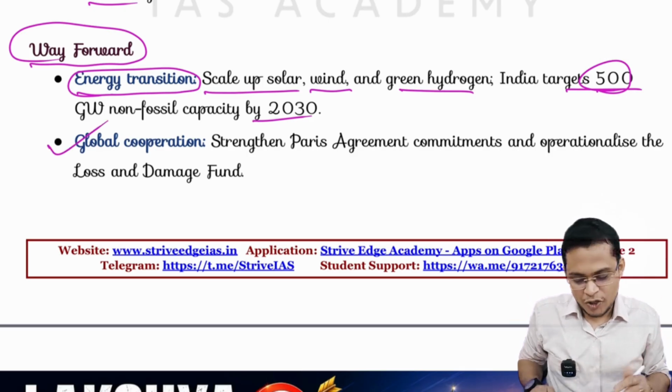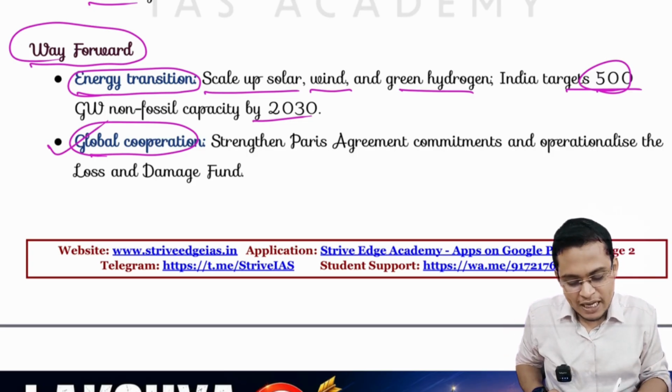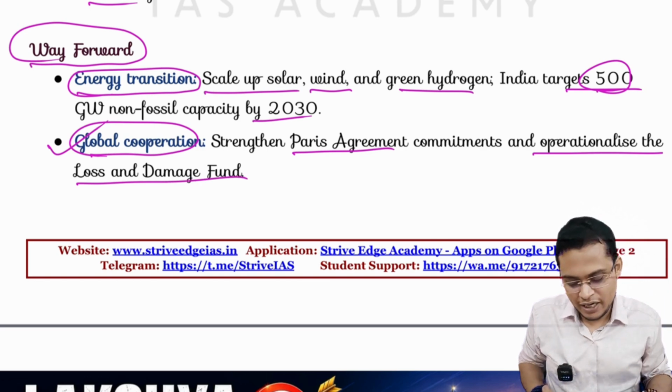Then, global warming is a global problem. One country cannot solve it. So what we can do is have international cooperation at the international level, for example the Paris Agreement, and then operationalize the loss and damage fund. This loss and damage fund was established at the Conference of the Parties in Lima, 2013.